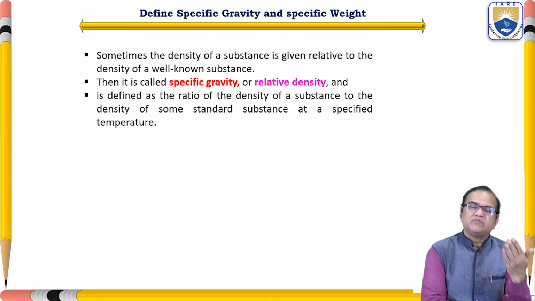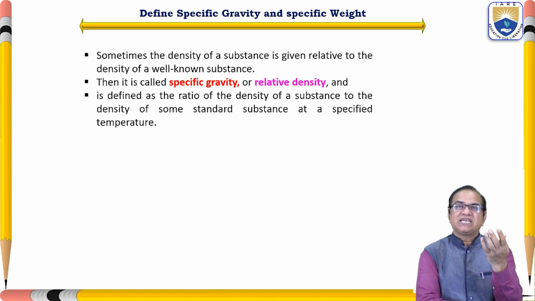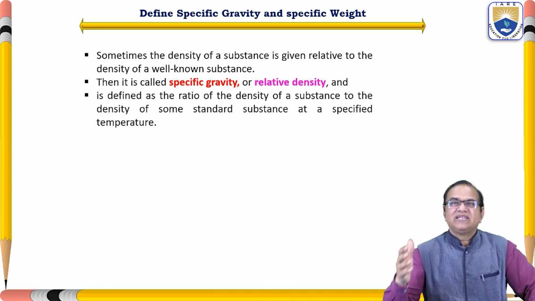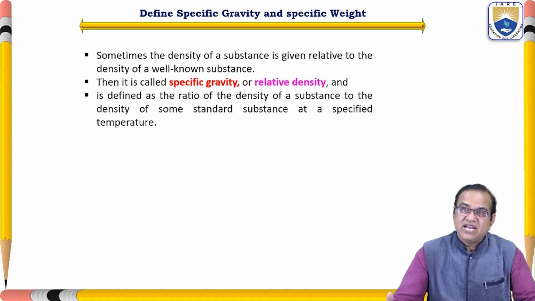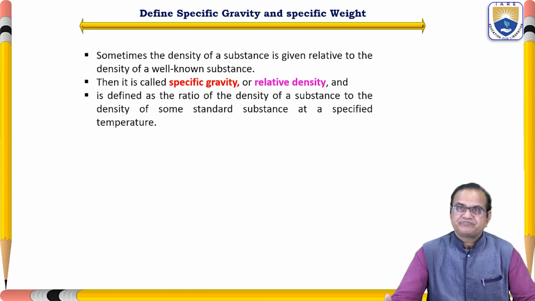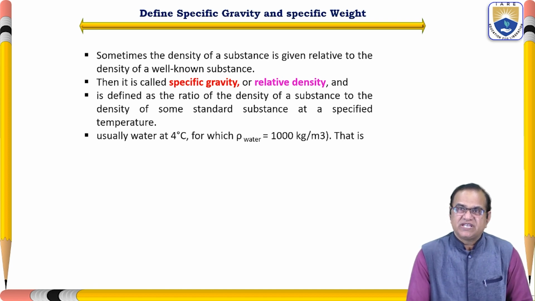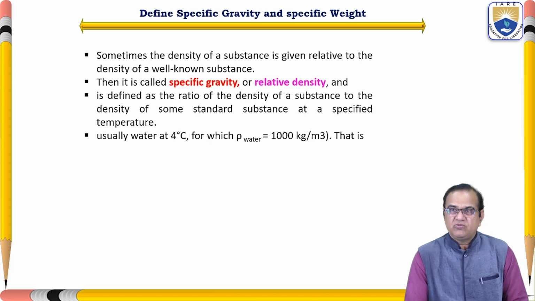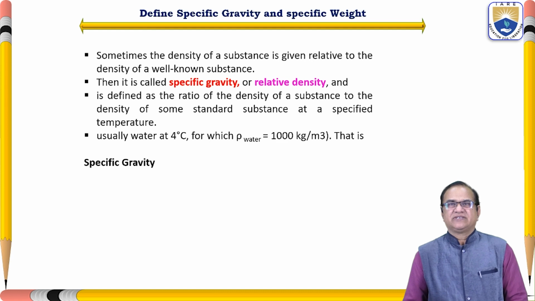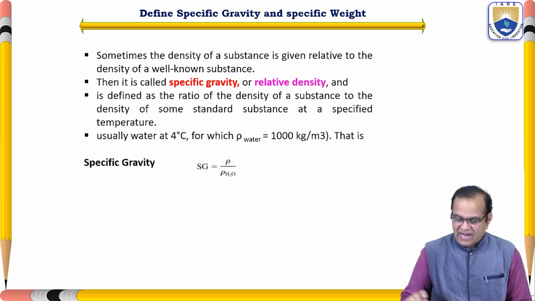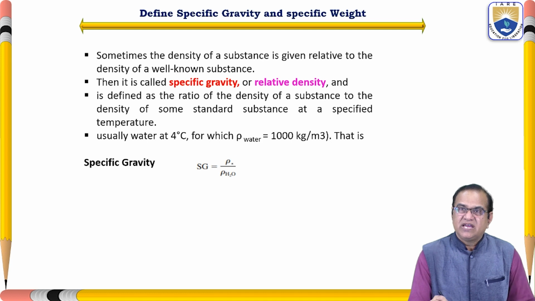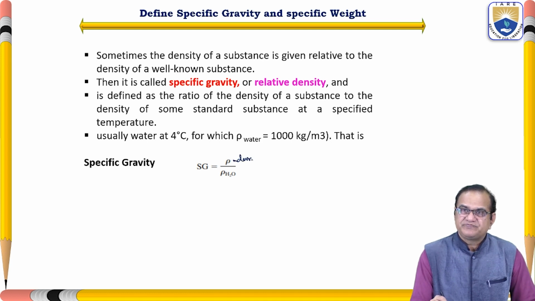If it is less than water, it means the density of the substance is less than the water. And if it is more than the water, then the relative density is more than the water. Usually water at 4 degrees centigrade is taken, for which the density of water is 1000 kg per meter cube. So specific gravity is the density of the substance divided by the density of the water.